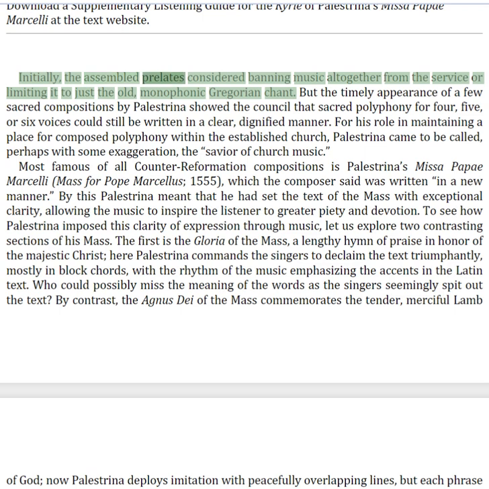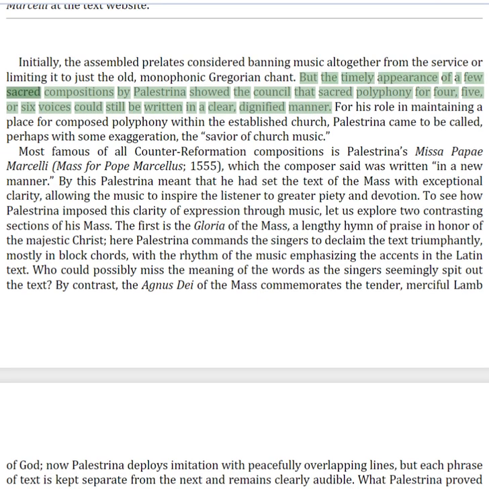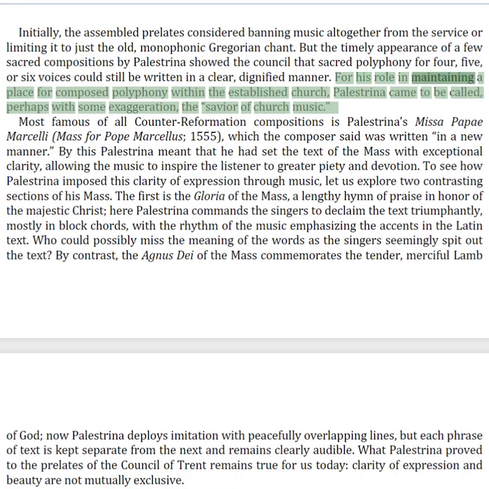Initially, the assembled prelates considered banning music altogether from the service or limiting it to just the old, monophonic Gregorian chant. But the timely appearance of a few sacred compositions by Palestrina showed the council that sacred polyphony for 4, 5, or 6 voices could still be written in a clear, dignified manner. For his role in maintaining a place for composed polyphony within the established church, Palestrina came to be called, perhaps with some exaggeration, the savior of church music.